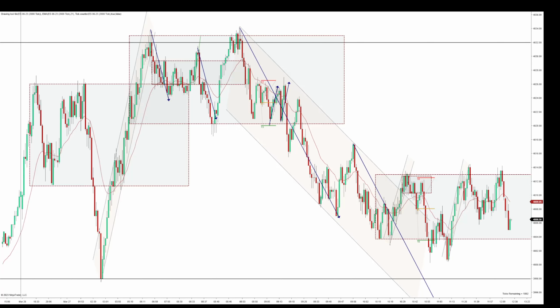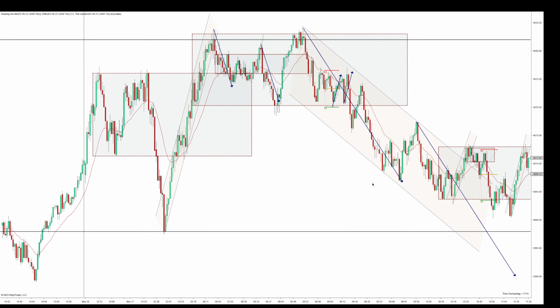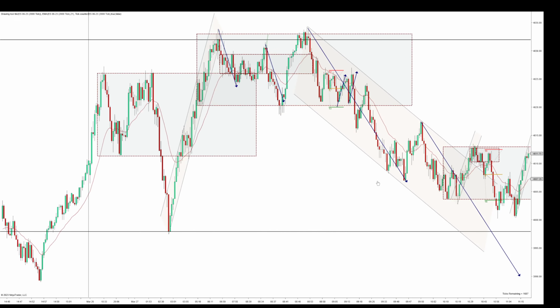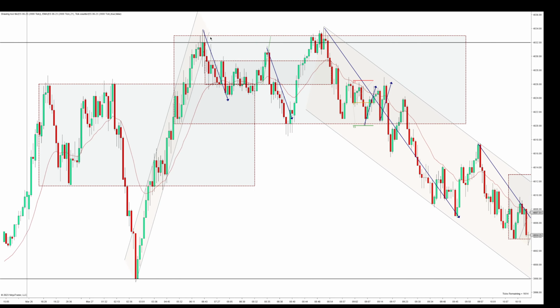I'm trading the ES futures on a 2000 tick chart with a 21 EMA. So I've got my overnight highs up here, overnight lows down here. We're in this range here. So I'm going to go over the big picture stuff first, and then I'm going to go over the more detailed. So here, we've got our overnight high here.